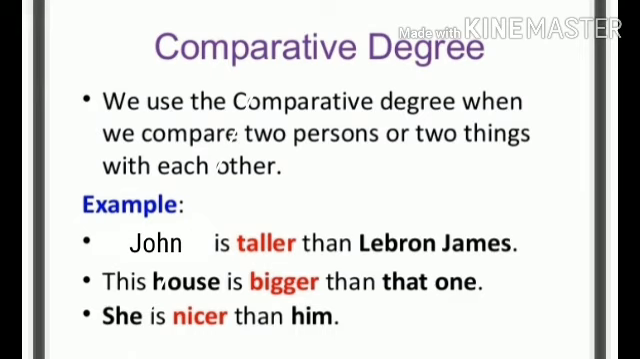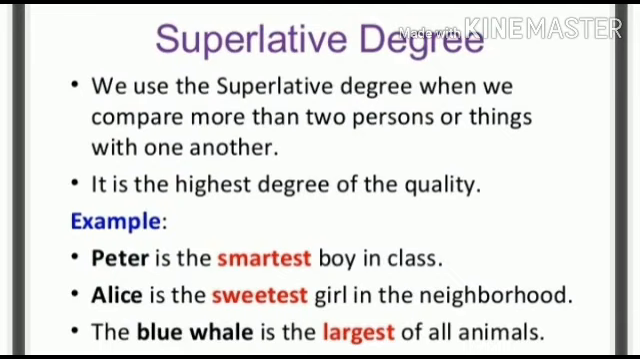in the second sentence. When we compare more than two persons or things, then superlative degree is used. For example, Peter is the smartest boy. Alice is the sweetest girl. Here, smartest and sweetest are the superlative degrees, as in the first sentence, we are comparing all the students in a class. And in the second sentence also, we are comparing more than two children. That's why superlative degree is used.